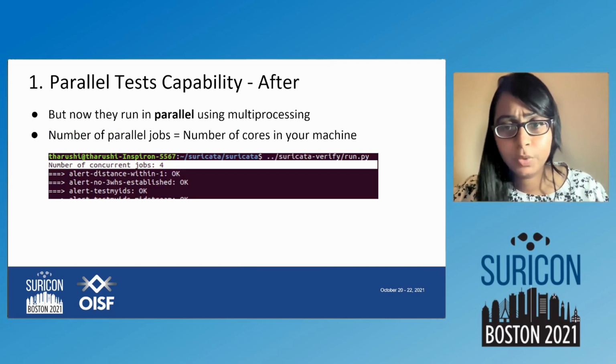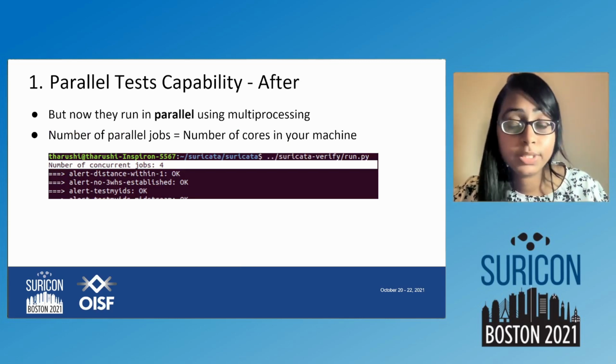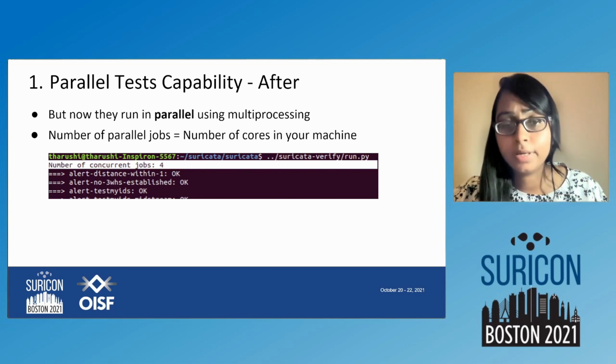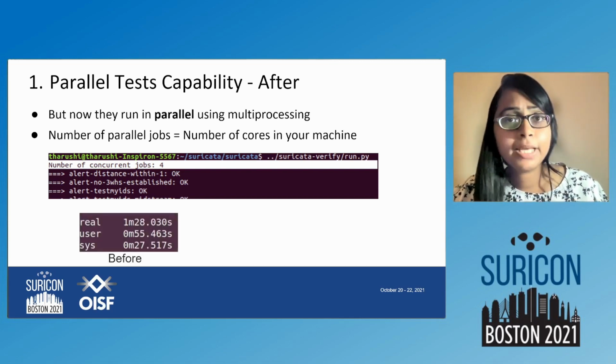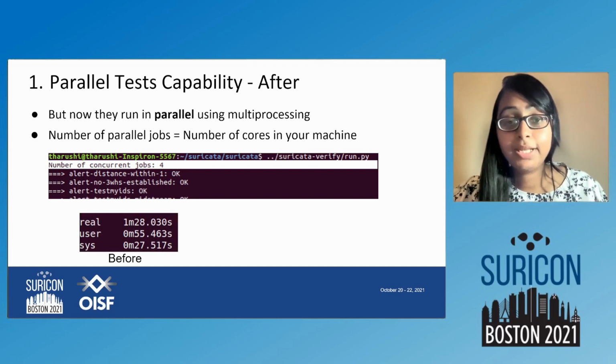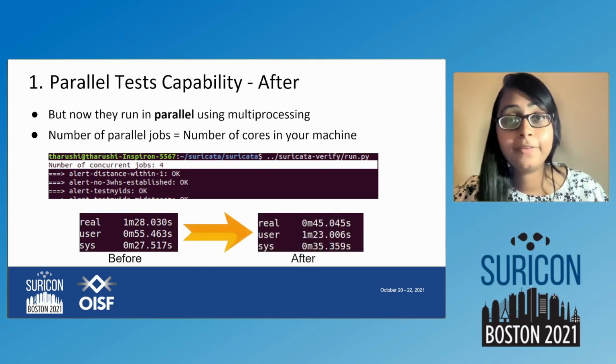By default, it would use the number of cores in your machine as the number of parallel jobs. So here, on the image I've shared, you could see the number of concurrent jobs being run is 4. And if you take a look at the elapsed time, it actually came down to 45 seconds from 128.